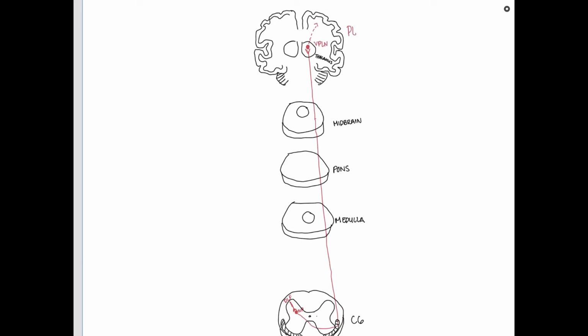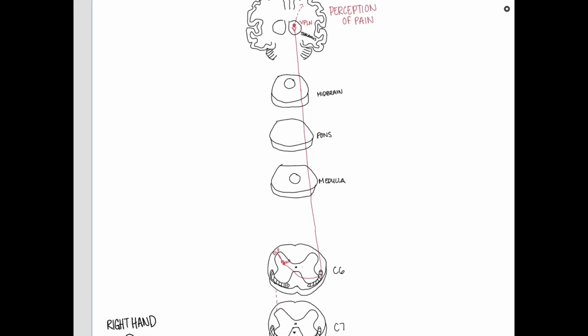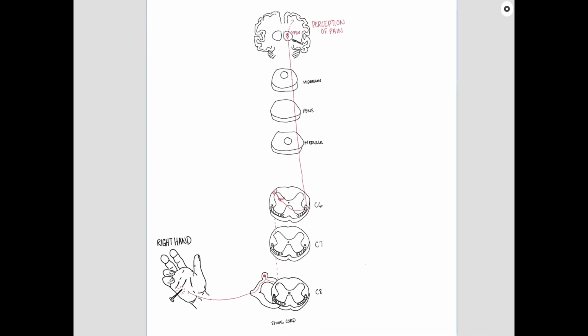Thus, the cerebrum here helps discern the origin of the stimulus, and the cortex here is where the perception of the pain occurs. It is important to note that we are now on the left side, whereas the stimulus was found on the right hand, meaning sensation is always on the opposite side to where the stimulus occurred.